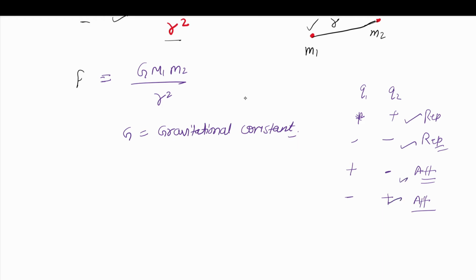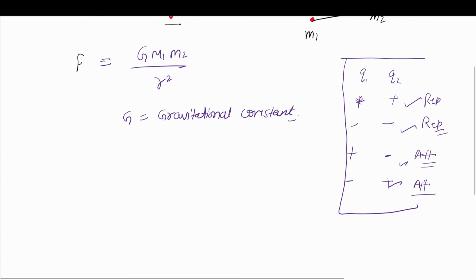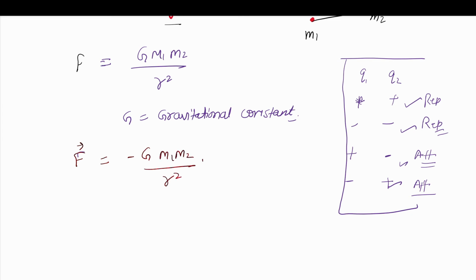So Coulombic force can be attractive as well as repulsive, but gravitational force is not like that. In gravitational force, the force is always attractive, because two masses only attract each other, not repel each other. This is the universal law of Newton's law of gravitation. If I want to write its vector form, then F is equal to minus G m1 m2 divided by r square into r cap.